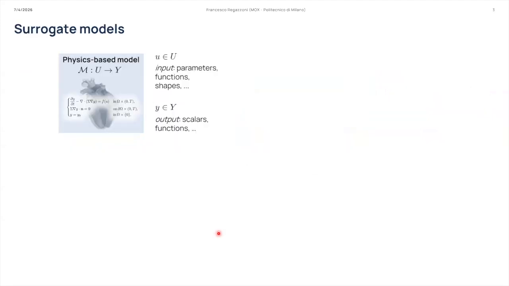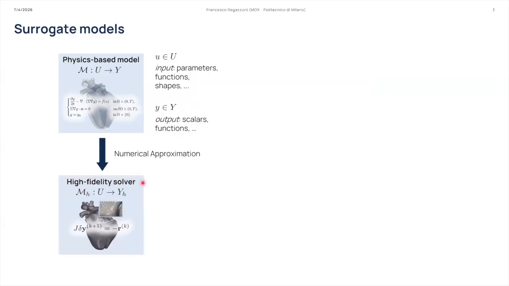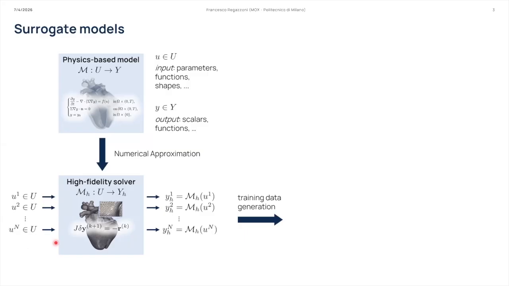So what is a surrogate model? To construct a surrogate model, first of all, we need a physics-based model that in abstract terms can be seen as a map from some input. An input can be the set of parameters, the shape of the domain or functions, to some output, for instance, scalars or functions. Then we need a high-fidelity solver, that is a solver based on classical numerical analysis, for instance, finite elements. And then we sample the space of inputs, and we collect the corresponding outputs, which form the so-called training set.